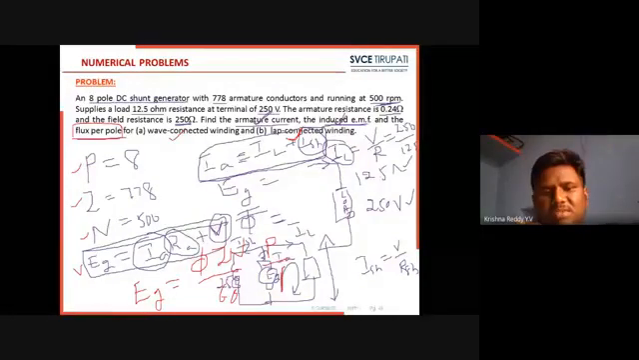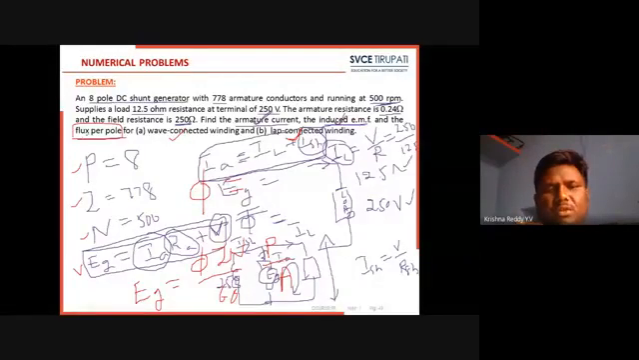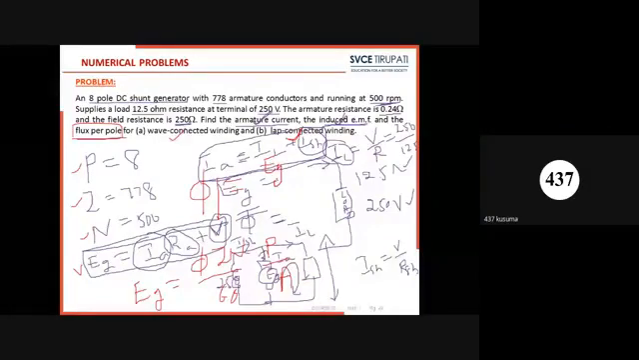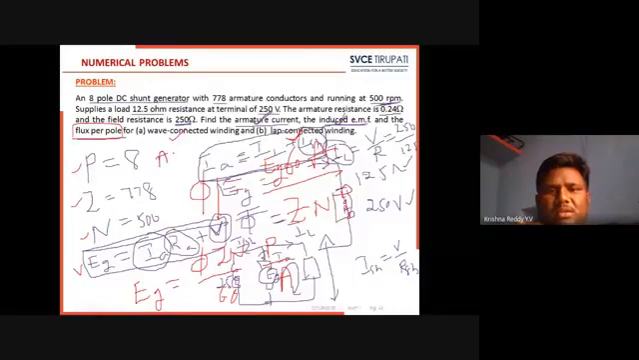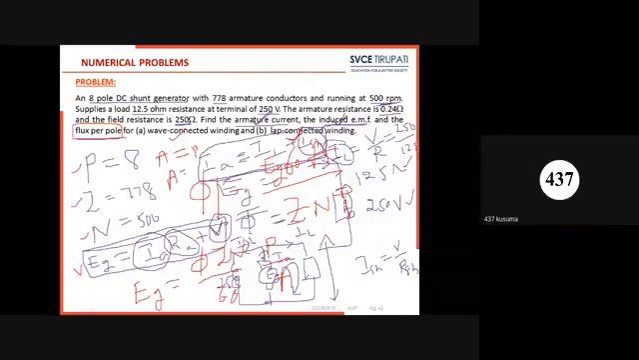From this one, what is the flux equation? Flux is equal to, here we need to calculate flux per pole. From this one, flux per pole is EC into 60 into A divided by Z N and P. When it is a lap winding, A equal to P. When it is a wave winding, A equal to 2.